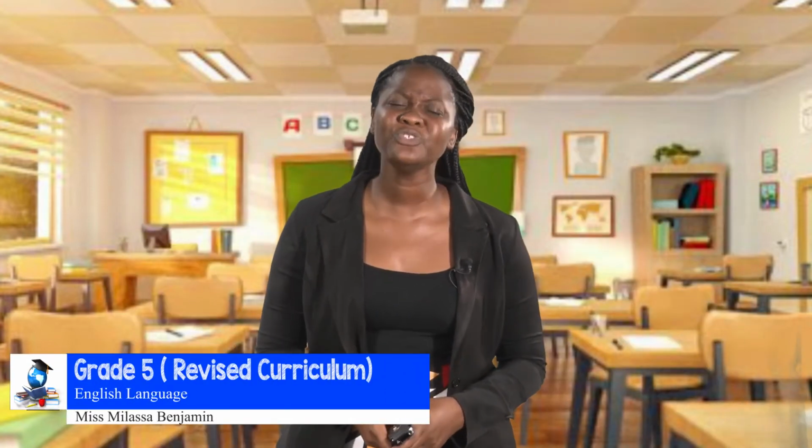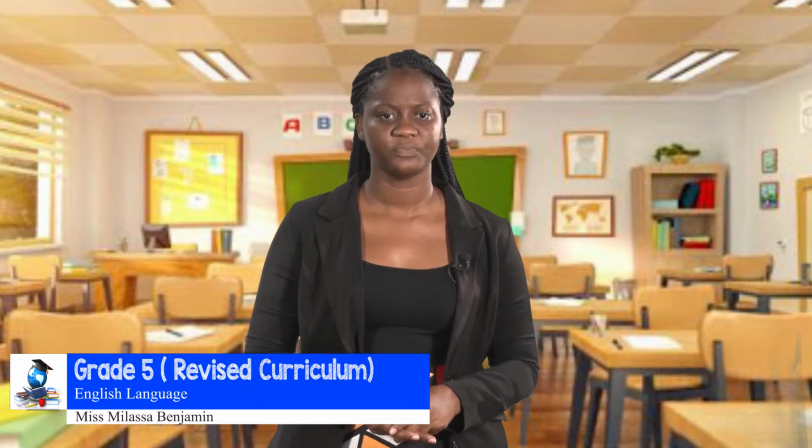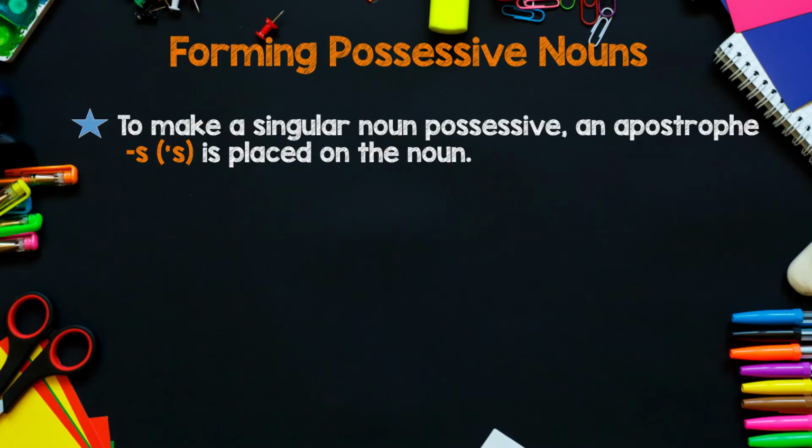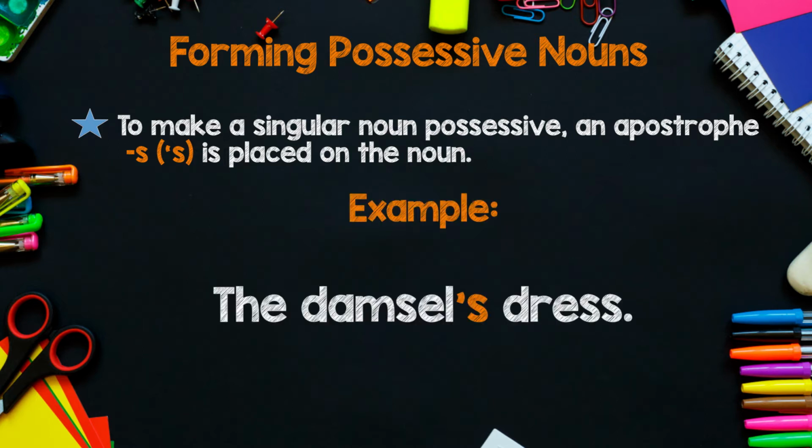So, how do we form possessive nouns? Let's look at some of those rules. To make a singular noun possessive, an apostrophe and S is placed on the noun, as we commonly call it, apostrophe S. So, the damsel's dress will be spelled D-A-M-S-E-L apostrophe S, since damsel only refers to one female.